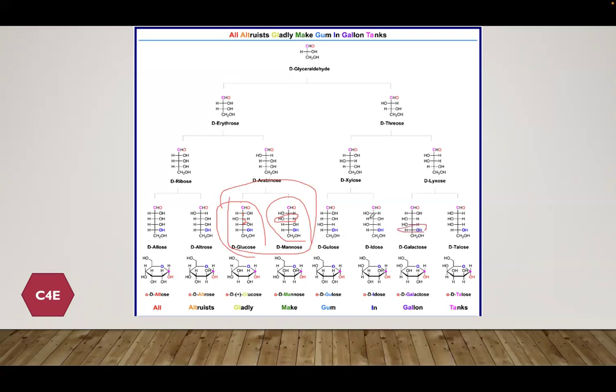Sorry, I think I made a mistake over here. Anyway, let's come back to this. In the case of mannose and glucose, the positions are altered only at the C2 position. Other than that, it looks exactly the same. So is that fine with you?